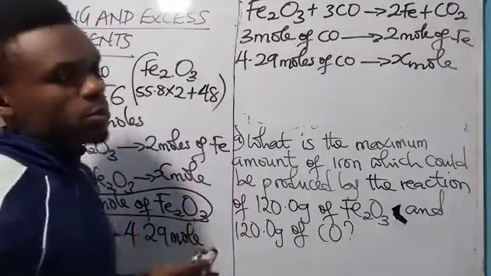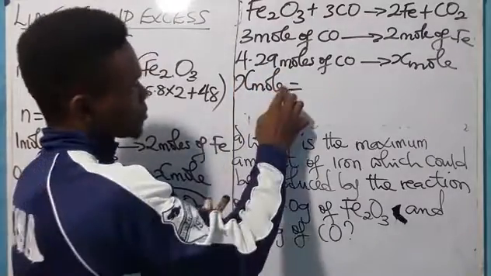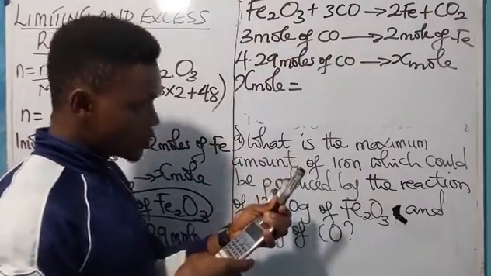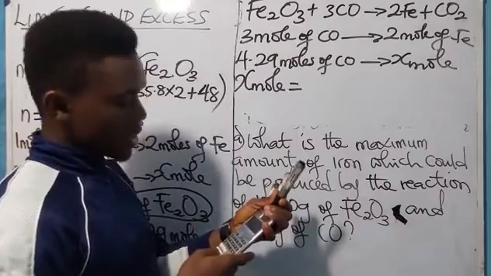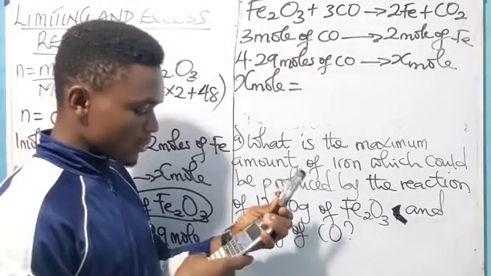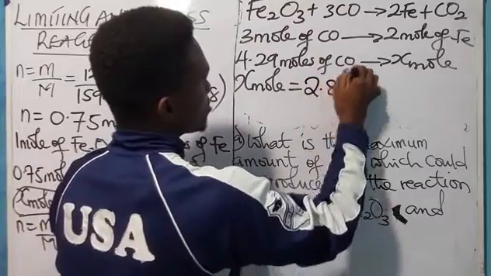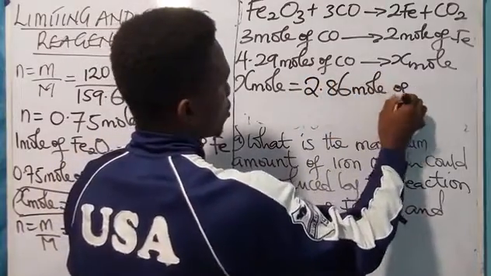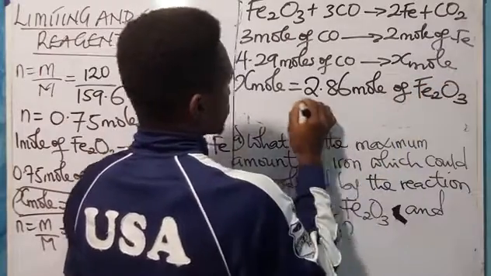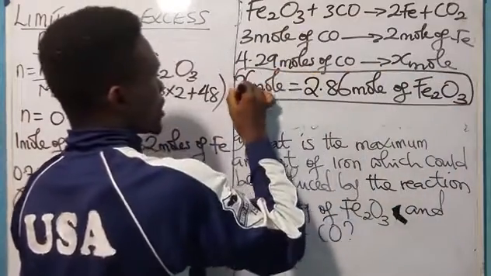So what do we do next? We cross multiply and divide. It means that X mole equals this times this divided by this, as usual. So 4.29 times 2 equals 8.58, divided by 3. You have 2.86 mole of Fe. Now, what we have is from carbon monoxide.